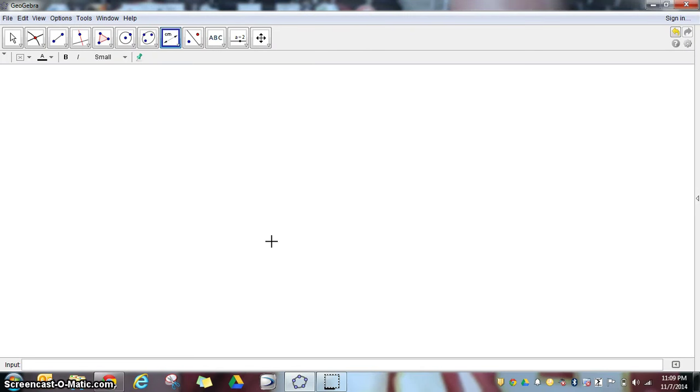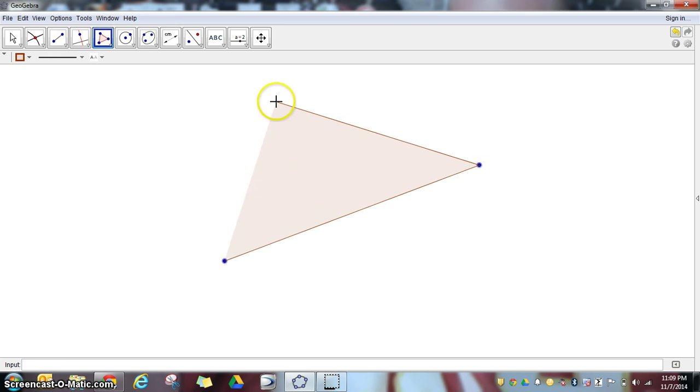Hello class, we're going to do yet another construction that involves a triangle. This time we are going to create the medians of the triangle. We've done the perpendicular bisectors of the triangle. You should have already created the angle bisectors of a triangle, and today we're going to do the medians of the triangle. So let's go ahead and get a scalene triangle and create that on your screen.